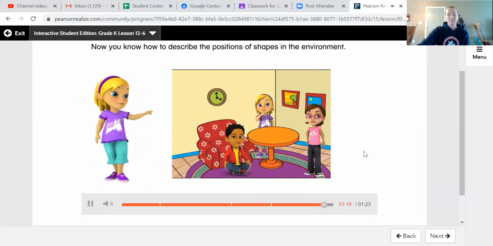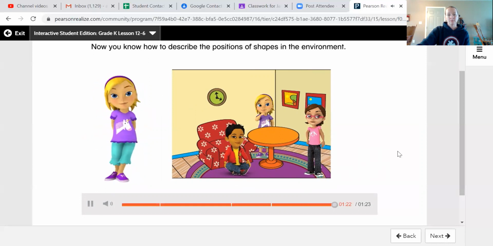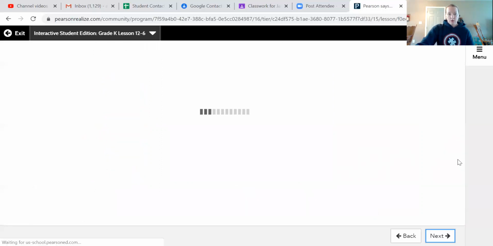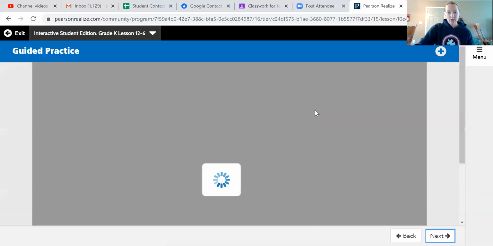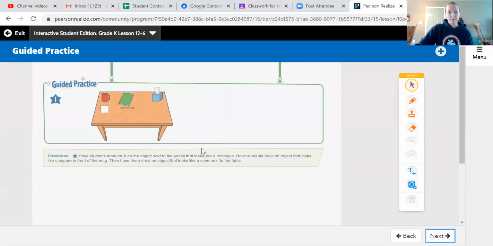Now you know how to describe the positions of shapes in the environment. All right, good job, friends. Now you should see this part on your paper. Let's see, there it is. So go down to number 1 and you will see a table.